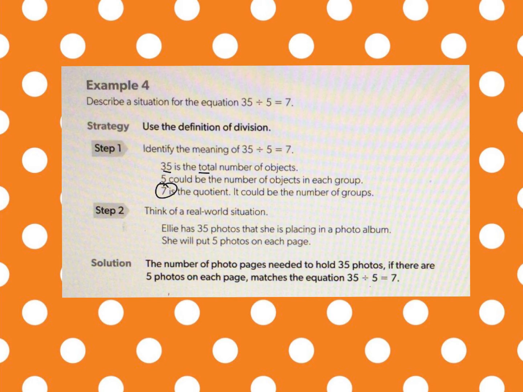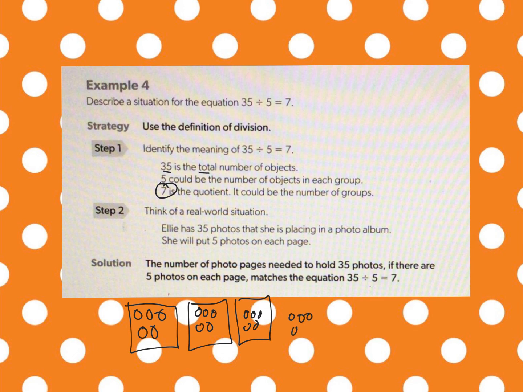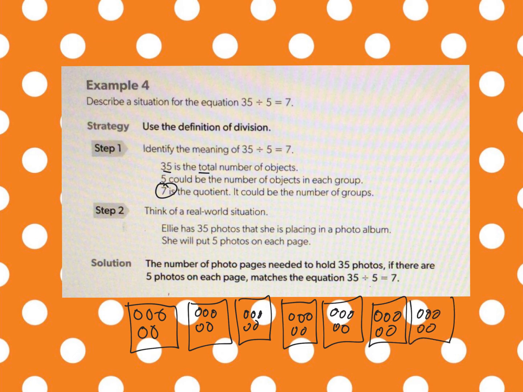So I'm going to put 1, 2, 3, 4, 5. And that's going to be 1 page. And I'm going to continue counting up until 35. 6, 7, 8, 9, 10. 11, 12, 13, 14, 15. 16, 17, 18, 19, 20. 21, 22, 23, 24, 25. 26, 27, 28, 29, 30. 31, 32, 33, 34, 35.